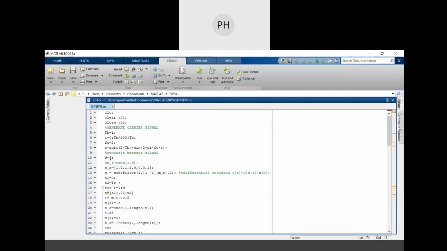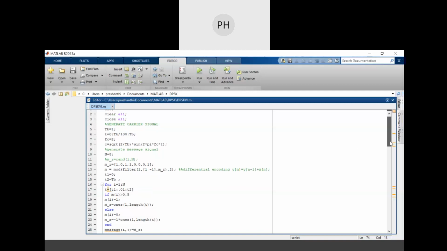Next, generate the message signal. The number of bits n equals 8. Here the 8 bits are provided, that is 10110001. Then the differential encoding is performed, in which the previous bit is combined with the present bit.